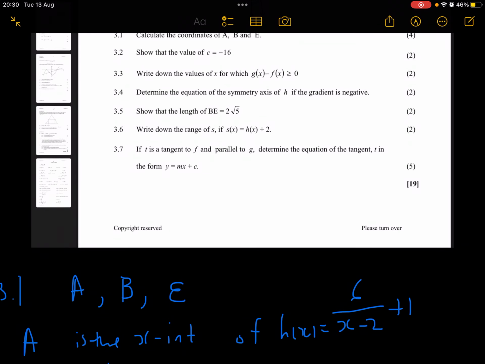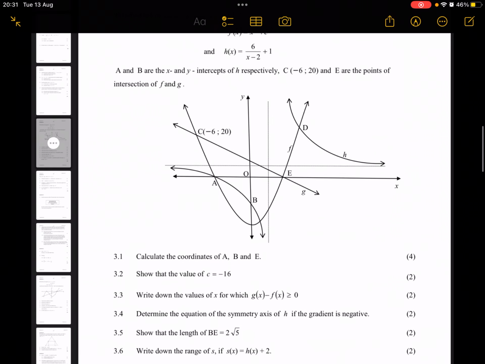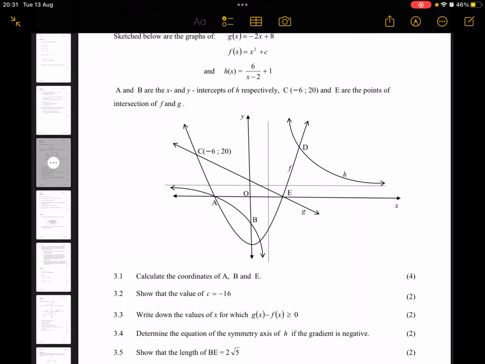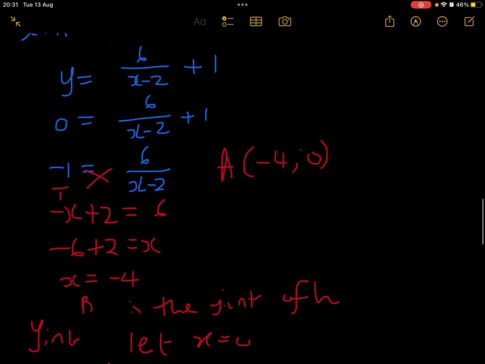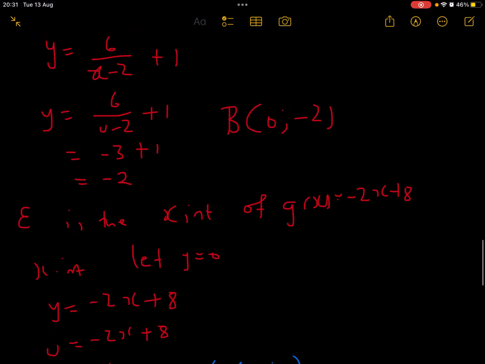Write down the values of x for which g of x minus f of x is greater or equal to 0. I decided to make this one a little bit longer. We now have g of x and f of x, but g of x is greater when you subtract the value. Okay, let's have a look at this.